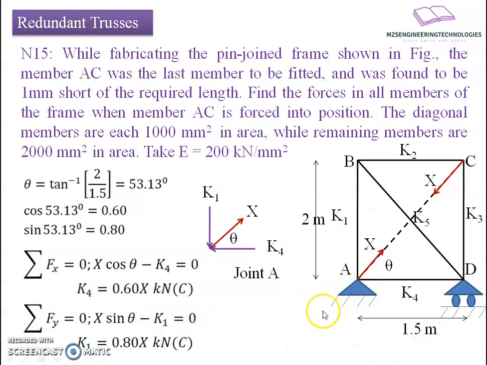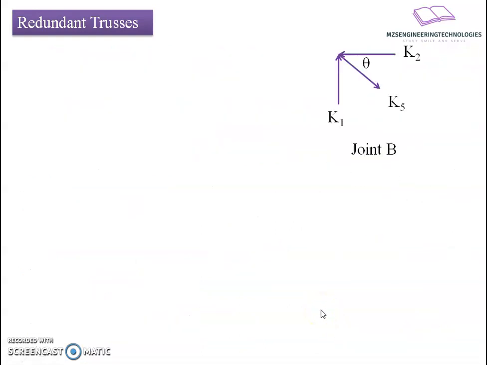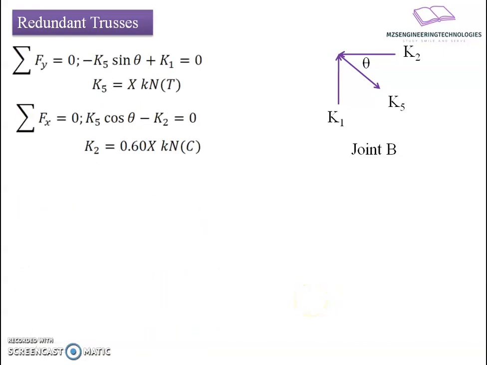After knowing the K1 force, we will move to the next joint to find the member forces at joint B. We have three member forces, K1, K5 and K2. Among these, K1 is known to us. If we apply the static equilibrium equation for this free body diagram, we get minus K5 sine theta, the component in the vertical direction going downward, plus K1 equals 0, resulting in K5 as X kilonewton, tensile in nature. Similarly, summation of force in the x direction equals 0 gives K5 cos theta minus K2 equals 0, hence K2 works out to be 0.60 times X kilonewton in compression.